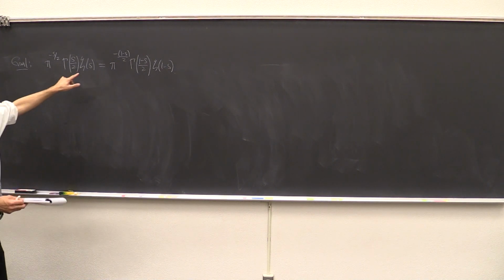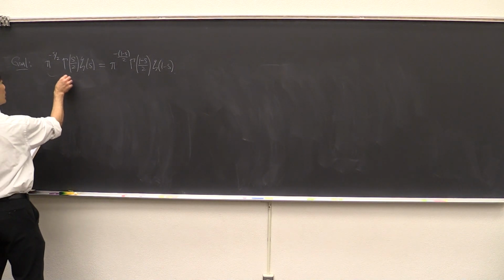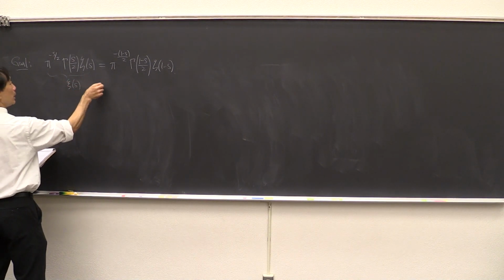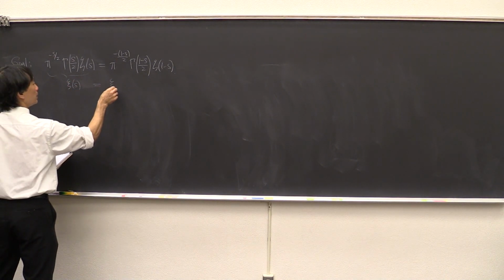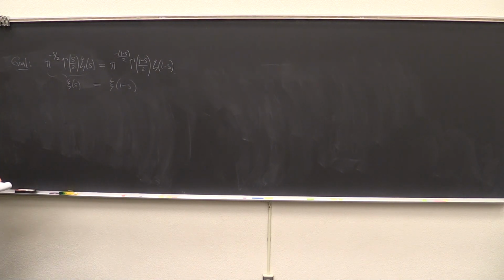Okay. You notice that there's some symmetry to this statement, and later on we're going to define this thing as something called xi. So in terms of xi, it's saying that there is this kind of symmetry: xi of s equals xi of 1 minus s.